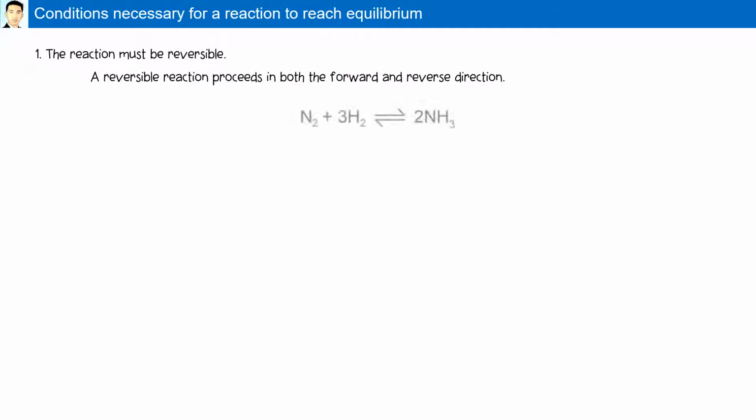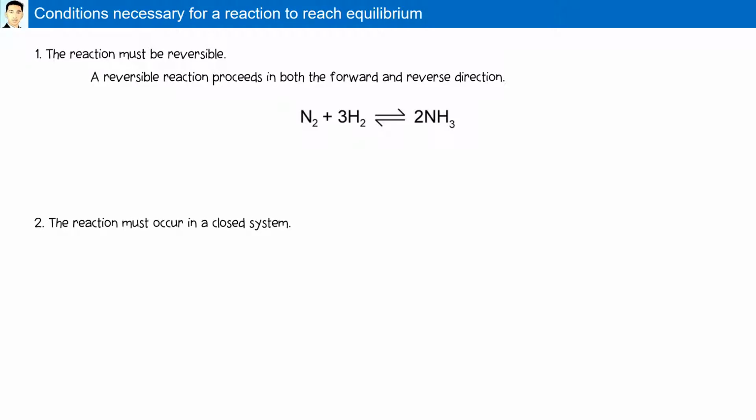Conditions necessary for a reaction to reach equilibrium. The reaction must be reversible. A reversible reaction proceeds in both the forward and reverse direction. For example, we have N2 reacting with 3H2 to produce 2NH3. Simultaneously, 2NH3 can be decomposed into N2 plus 3H2.